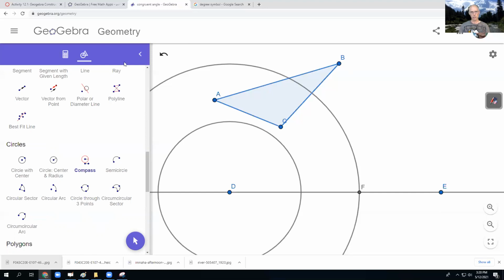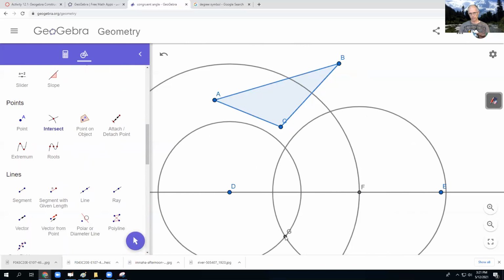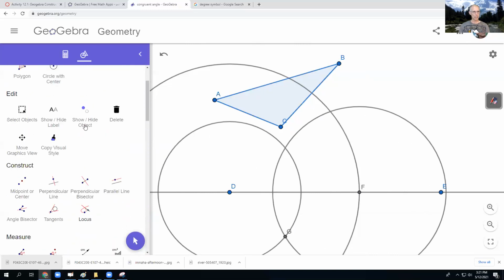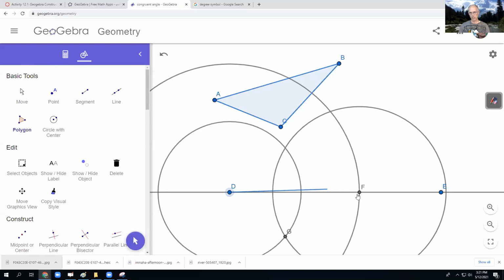So I just repeat the compass tool from B to C, extend that out from F, and so my new point that matches C has got to be where these two meet, right there. All right, so let's see, the intersect tool to find that point there. And then I'm just going to use the polygon tool to trace it out. So I have this new triangle, D, F, G, go back to D to finish it.